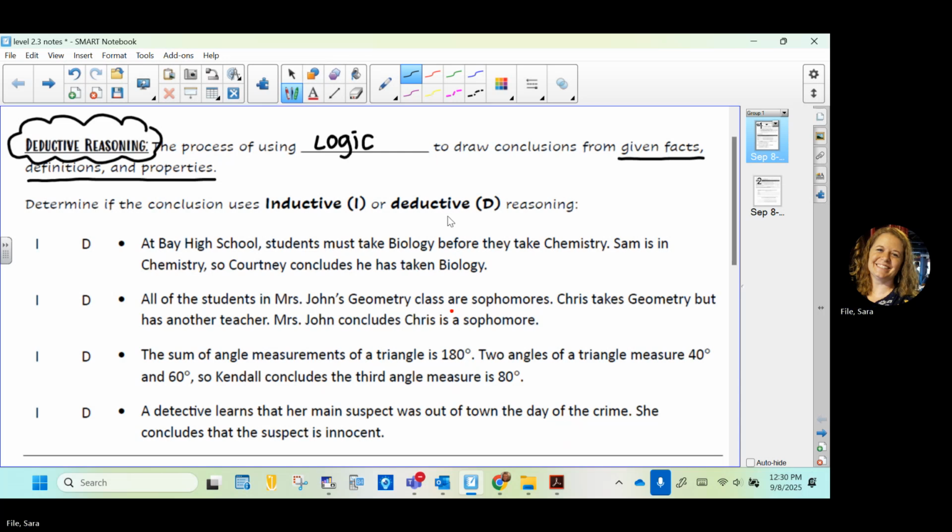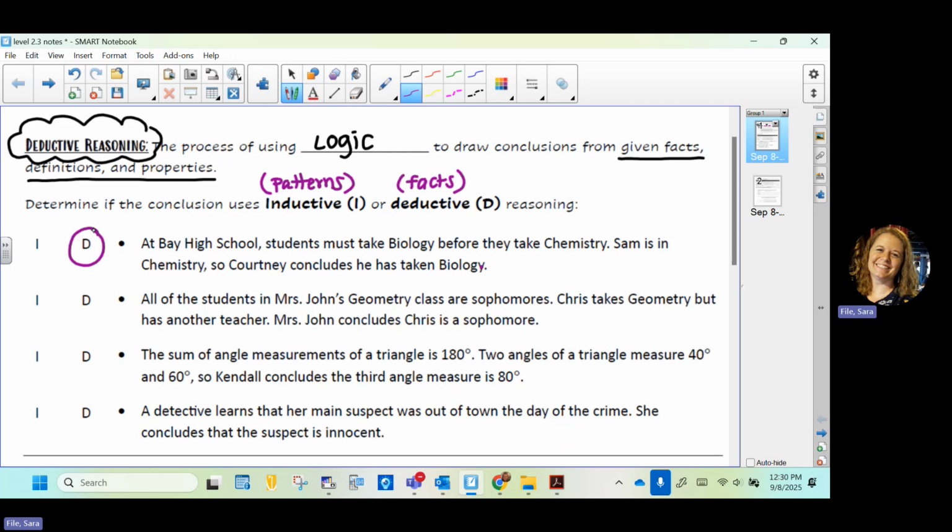So what do y'all think? Deductive, very good. So that one used deductive. I'm going to put up at the top, if you want to add this where we have inductive and deductive as a reminder: inductive is using patterns. Deductive is using facts. She used the fact that they have to take biology before chemistry to draw her conclusion. So yes, that one was deductive reasoning.